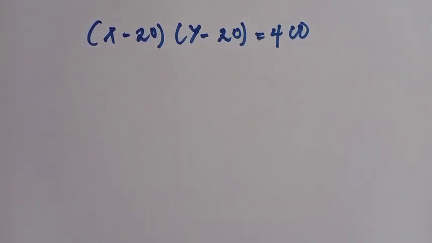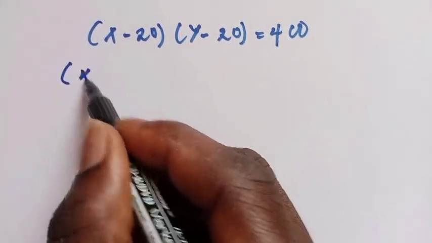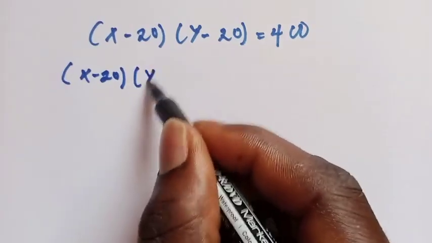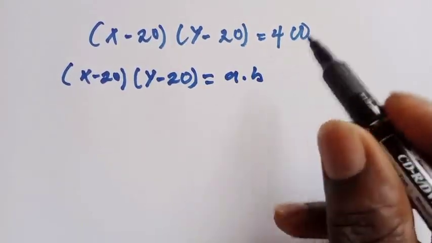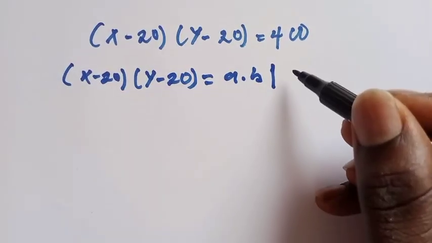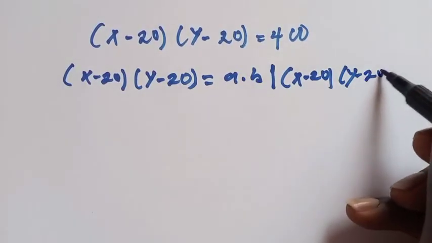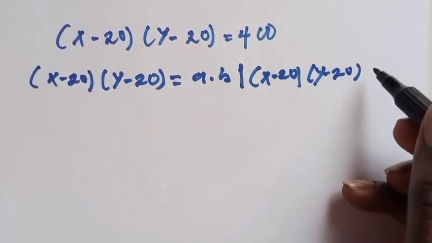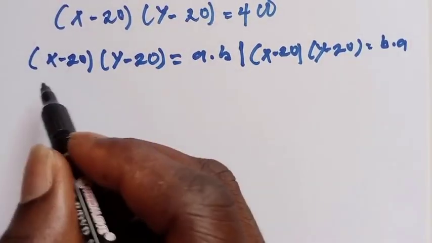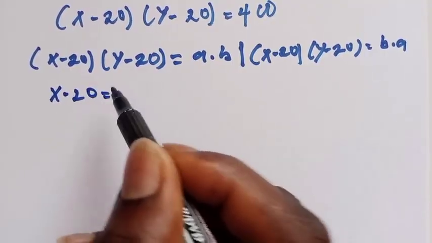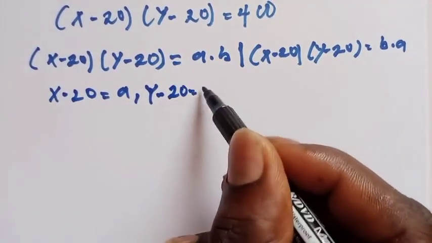Now we have a product of two numbers. So from here there are two possible cases. (x minus 20) times (y minus 20) is equal to a dot b, and then (x minus 20) times (y minus 20) is equal to b dot a. Now solving from this side, x minus 20 will be equal to a, and y minus 20 will be equal to b.